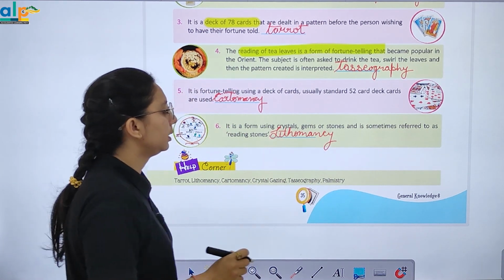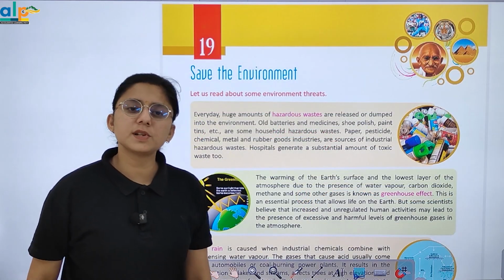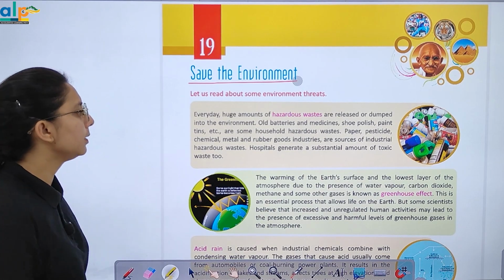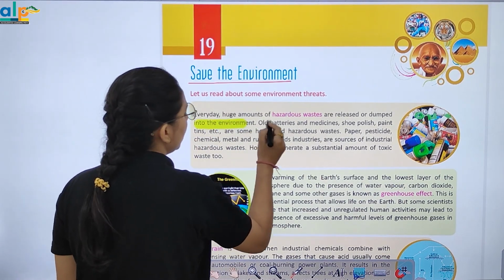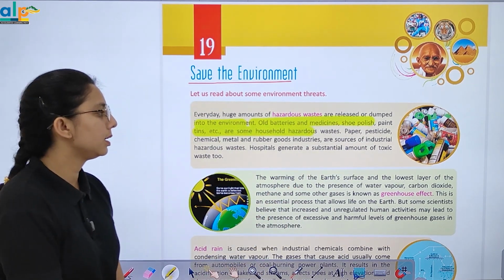Lithomancy. Right? Now this chapter has been completed. Now let's move to chapter number 19, that is save environment. So let us read about the environment. Every day a huge amount of hazardous waste is released or dumped into the environment. Old batteries, medicines, shoe polish, paint, tins are some household hazardous waste.